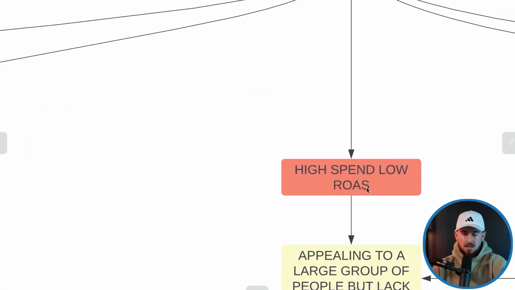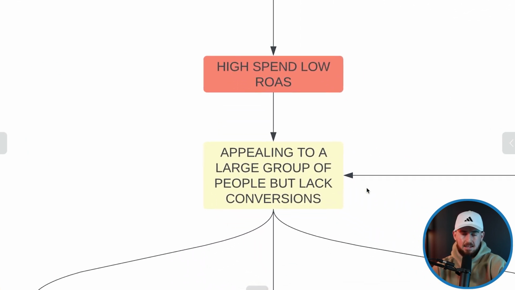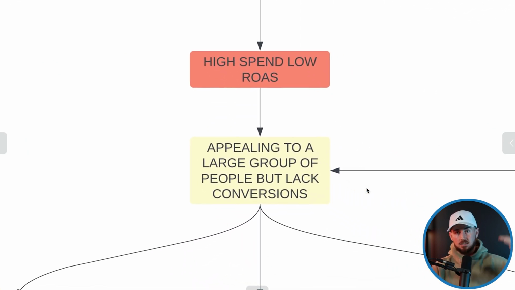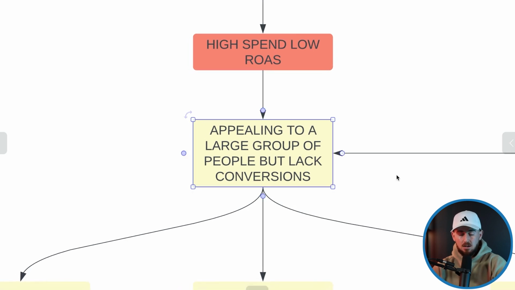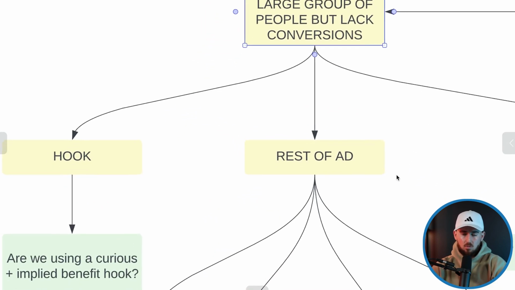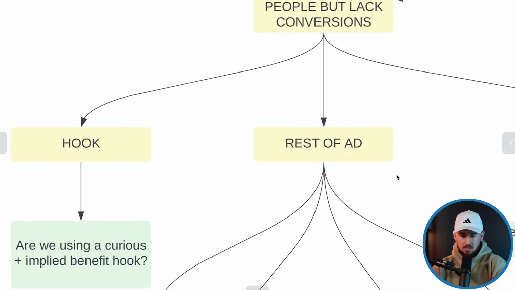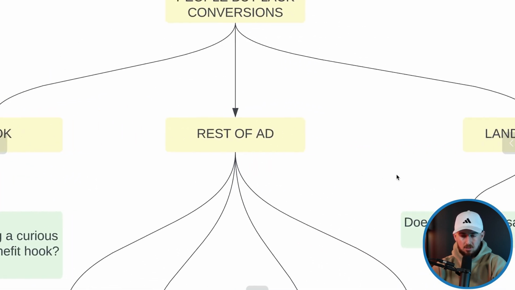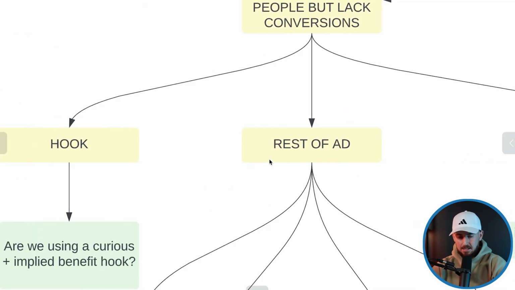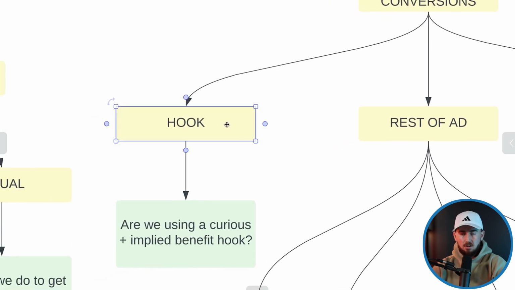Now, next one is high spend and low ROAS. You get a lot of spend, but it's just not hitting that KPI that you want. So what can we do to improve this? First off, what does this mean? You're appealing to a large group of people, but you lack conversion power in that particular ad. So a couple different ways we look at this. We look at the hook, we look at the rest of the ad, and we look at the landing page itself. So first off, the hook.